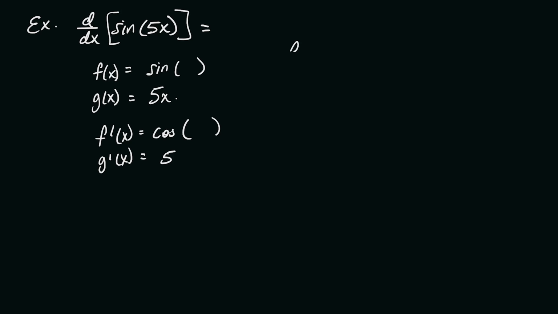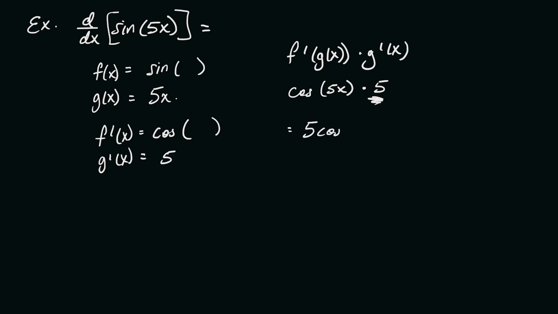The base equation says f prime of g of x times g prime of x. So that's just going to be equal to the cosine of 5x times 5. And we can reorder these terms to make it look better by moving the 5 to the front, so it will equal 5 times cosine of 5x. There you go. That is the answer to this problem.